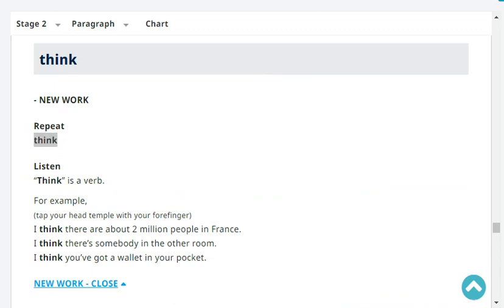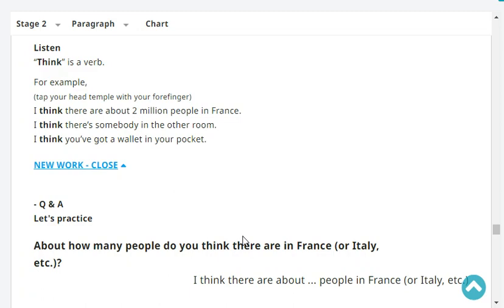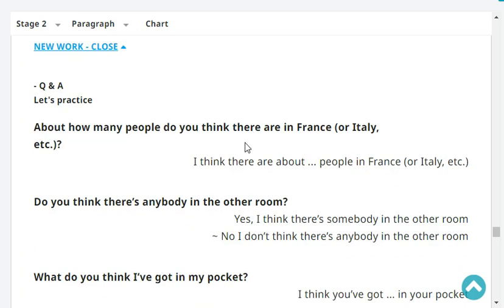Again, listen. Think. The word think is a verb. For example, I think there are about 2 million people in France. Another example, I think there's somebody in the other room. I think you've got a wallet in your pocket. Okay, let's practice. About how many people do you think there are in China? I think there are about 1 billion people in China. So many, very good.